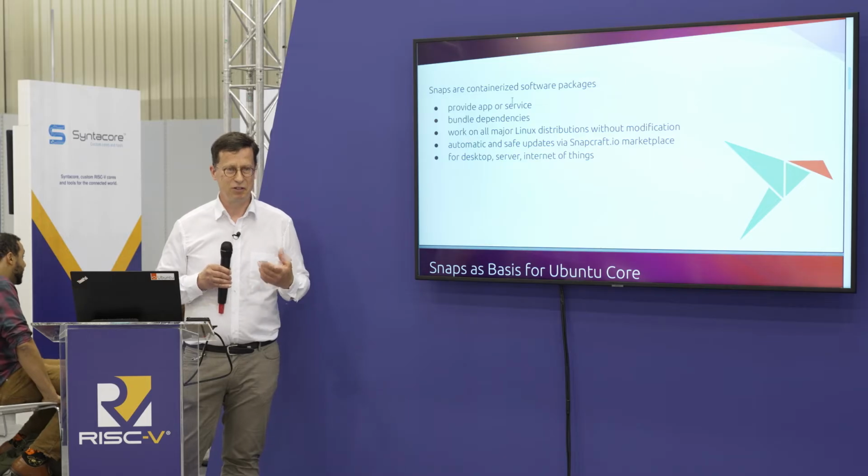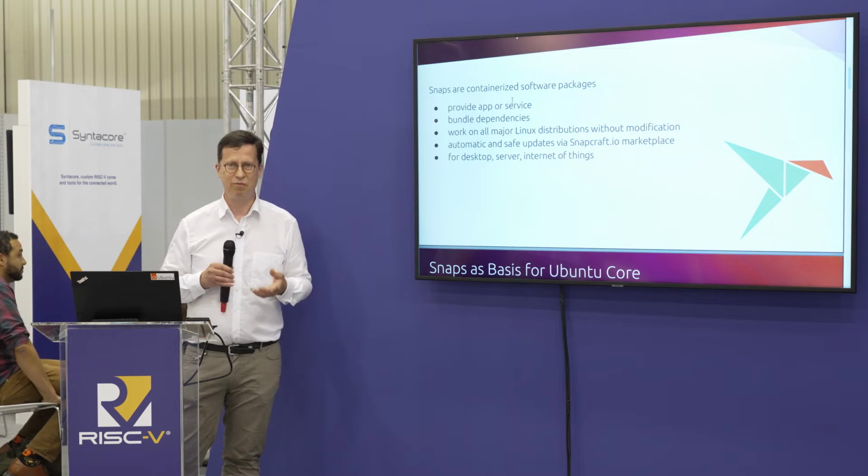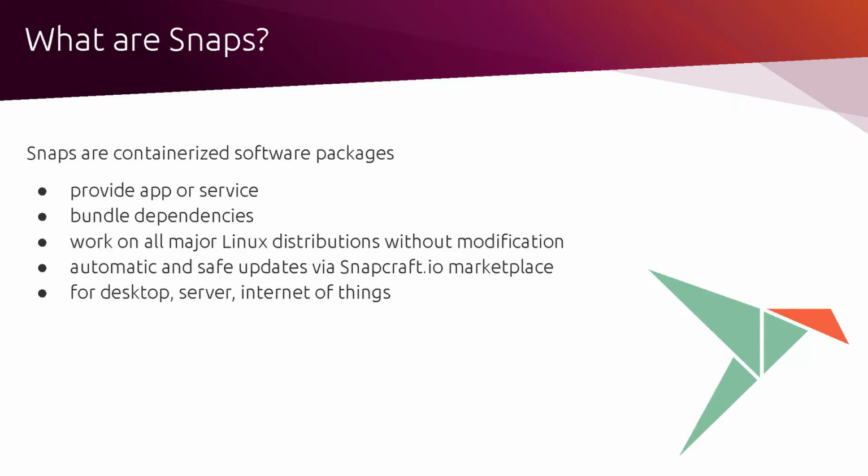A container means that they come bundled with dependencies. So if you have different apps that may need different releases of certain libraries, it's good to have them in containers just to avoid conflicts between them. And snaps essentially work on all the major Linux distributions. You can run them not only on Ubuntu, but also on Fedora, on SUSE, on Debian.